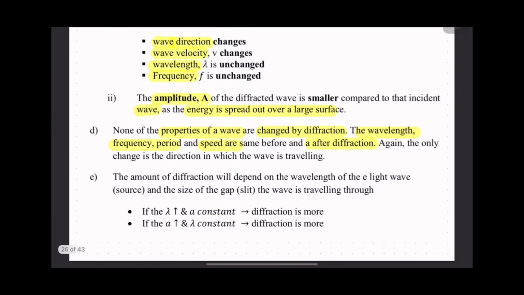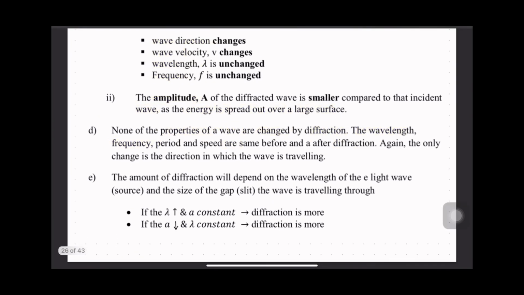Okay, so next is the amount of diffraction will depend on the wavelength of the light wave source and the size of the gap slit the wave is travelling through. So if the wavelength is longer and A is constant, the diffraction is more. And if A is less, tolong baiki dalam nota you, dia adalah A kurang, the slit gap is less, so wavelength is constant, so the diffraction is more.